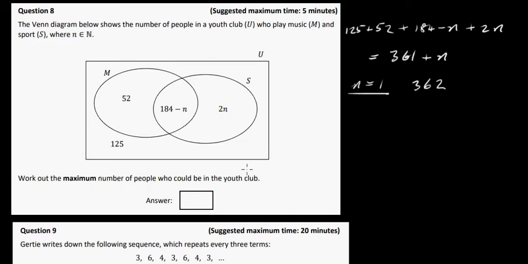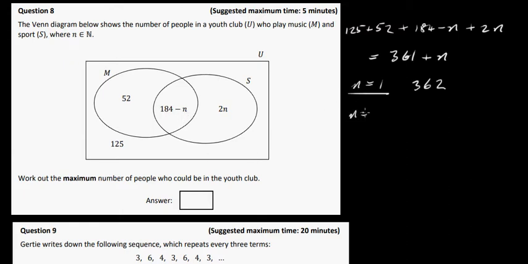Now what's the maximum that n could be? Well, n could be 184, because if n is 184, in the middle here we'll have 184 minus 184, which will give us 0. We could end up with 0 people who play both music and sports. So n could be 184. It couldn't be 185. It couldn't be greater than 184, because then we'd end up with a negative number in the middle here, and you can't have a negative number of people doing something. So the maximum that n could be is 184.